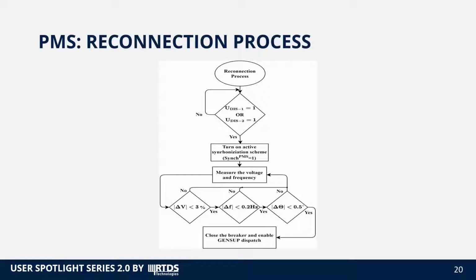For the reconnection transition, once our reconnection signal is received, we will start by turning on the active synchronization scheme of the diesel plant and measure the voltage and frequency across both sides of the circuit breaker. When the voltage, frequency, and phase angle are within certain limits, we will close the circuit breaker and enable generator support dispatch.